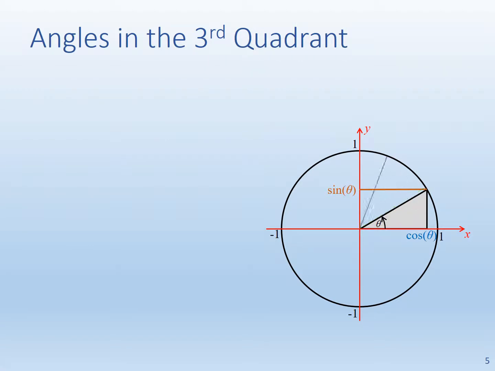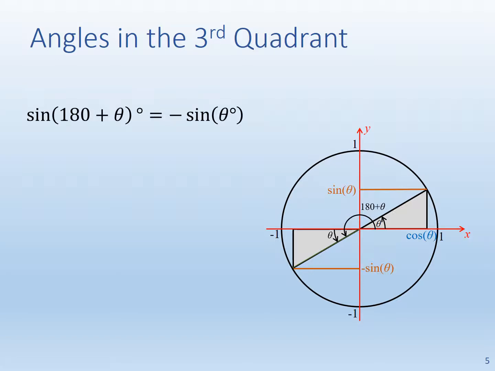Moving into the third quadrant, we'll have an angle that is theta bigger than 180. The sine of that angle, the y value, is negative. So we'll get the sine of 180 plus theta is negative sine theta. And the cosine of that angle is negative as well. And so we'll get the cosine of the angle is negative cosine theta.